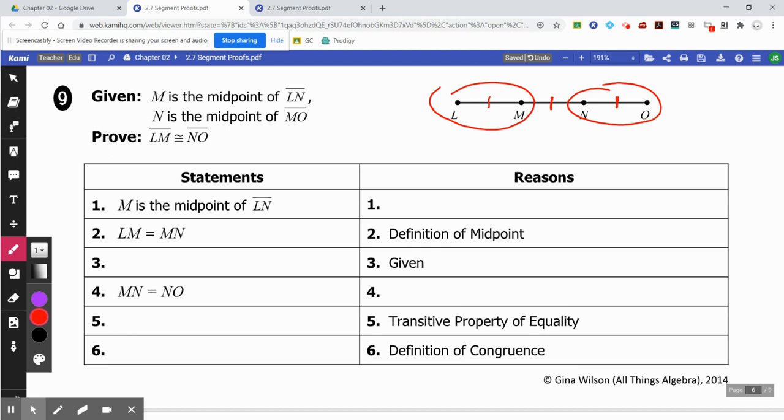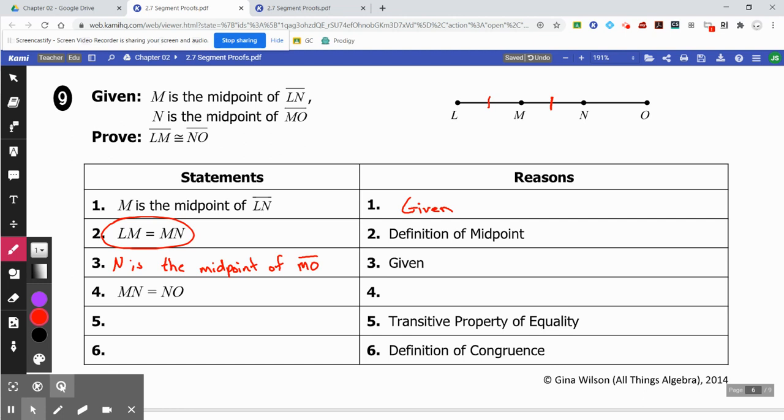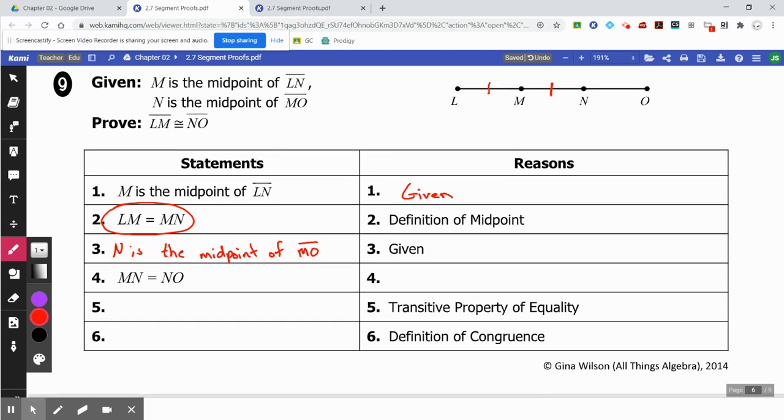So let's go through these steps. M is the midpoint because it's given. And since we know that M is the midpoint, that means that LM has to be the same as MN. We've already gone through that. LM is the same as MN because of the definition of a midpoint. We're also given that N is the midpoint of MO. We could have combined steps 1 and 3, and also steps 2 and 4, because it's the exact same information. Since N is the midpoint of MO, MN has to be the same length as NO, again by that same definition of a midpoint.